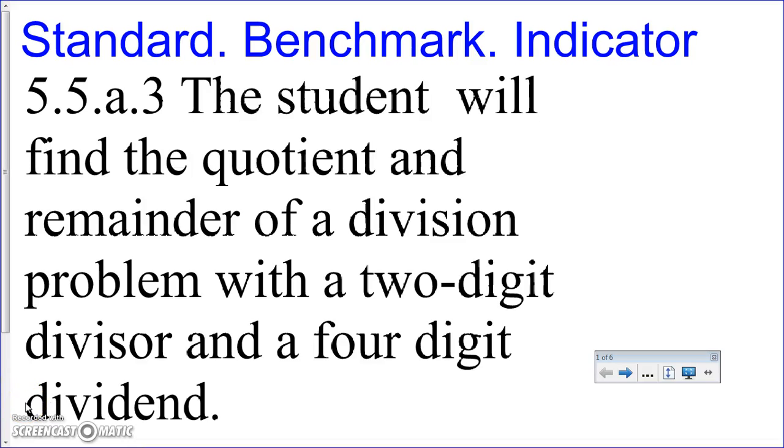Today we will be reviewing division. The student will find the quotient and remainder of a division problem with a 2-digit divisor and a 4-digit dividend. Please make sure you copy down this SBI on a clean page in your math notebook.